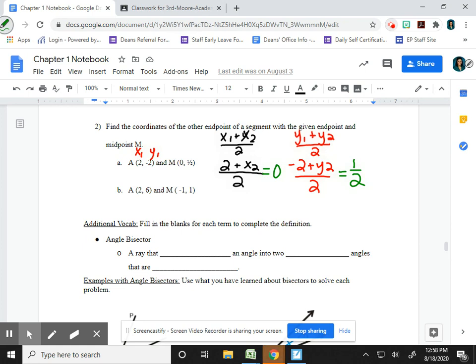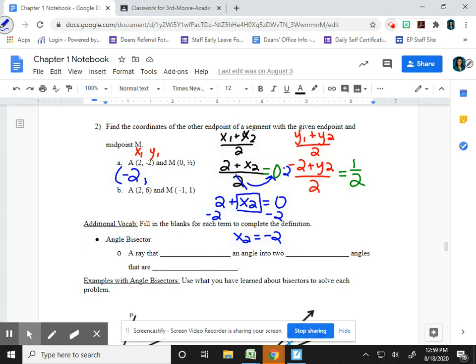So now it's just an algebra problem, which some of you are like, yes, I love algebra, and others of you are like, this is the worst thing ever. So we're going to multiply this to the other side to get rid of it. Well, 0 times anything is just 0. So I have 2 plus x2 equals 0. So I'm trying to isolate this x2 by subtracting, and I get negative 2. So the first part of my answer is negative 2.